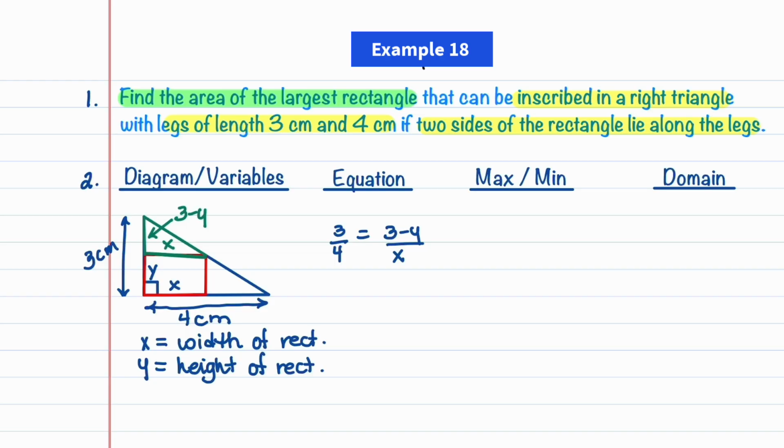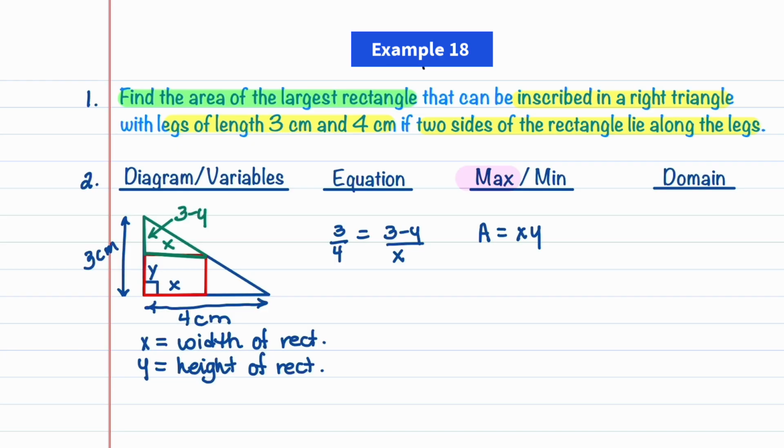Let's now move on to what we want to maximize or minimize. We want to find the area of the largest rectangle. So that means that we are going to maximize the area of the rectangle. So we need to write down the formula for that area. The formula for the area of our rectangle is x times y. And now we need to get this formula for A just in terms of x.